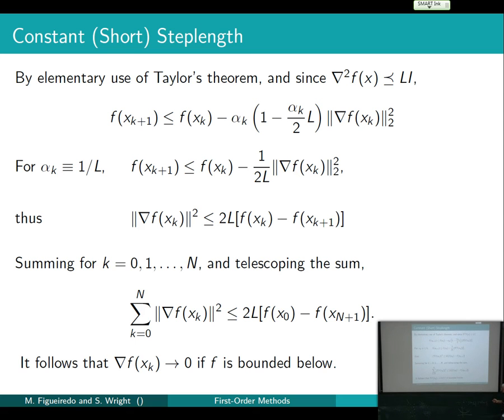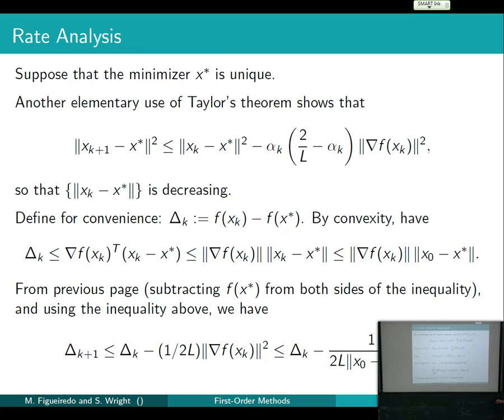Now I'll just sum both sides from 0 up to n, where n is some iterate. You get telescoping of this sum, you get cancellation of successive terms. And on the right-hand side, you're left with 2L times f of x0 minus f of xn plus 1, and here you get the sum of the squares of the gradients. Right away, this gives convergence, because you often know a priori that the function is bounded below. In cases that we're dealing with, we know that the function is always non-negative, for example. So the right-hand side is bounded, and that immediately means that the gradients of f with respect to xk are going to 0. So right away, this guarantees convergence, okay?